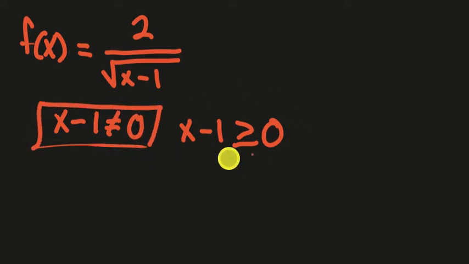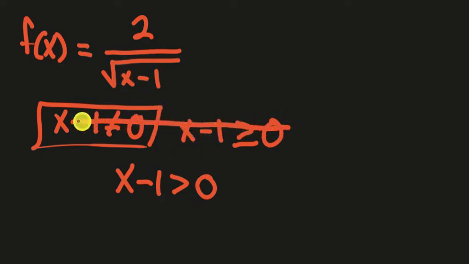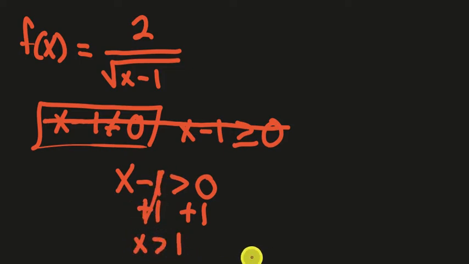So we need to modify this inequality on the right to get that x minus 1 must be strictly greater than 0. It cannot equal 0 because it's in the denominator. It cannot be negative because it's inside of a square root. So when we have a fraction and the square root in the denominator, it's going to be what's inside of the square root strictly greater than 0. To get x by itself, we're going to add 1 on each side. And we'll get that x is greater than positive 1.